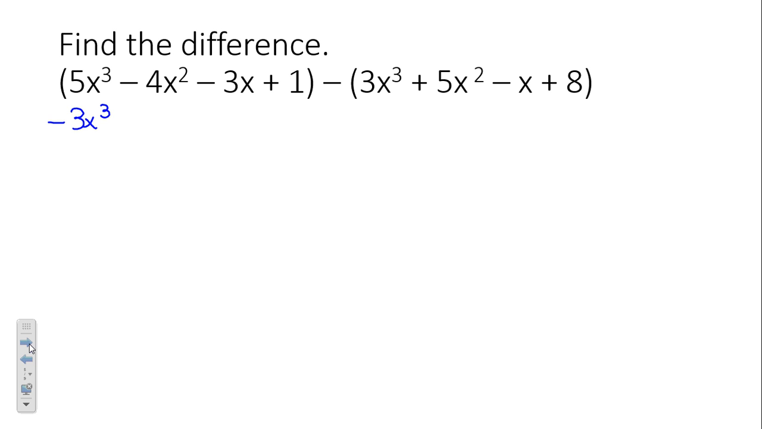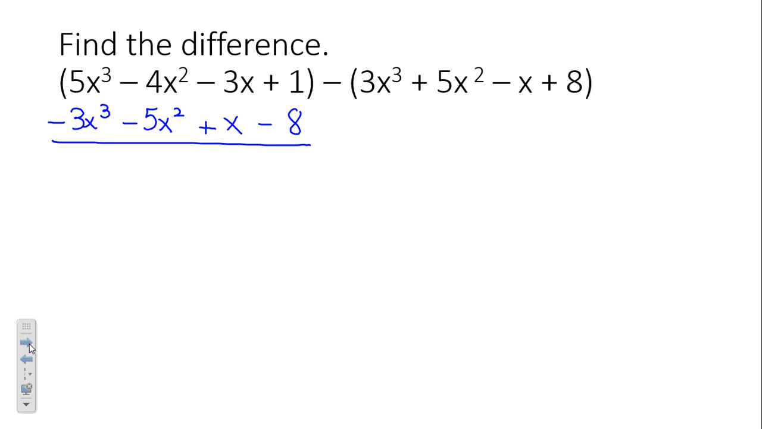Positive 5x squared, when it's subtracted, is going to be a negative 5x squared. What's the negative x going to become? Positive x. So we're subtracting, so we're going to change the sign of every single term. And then the 8, negative, good. Now we're back to what we just did. We're adding them up because we changed the sign of every single one of these and wrote them right below their like terms.